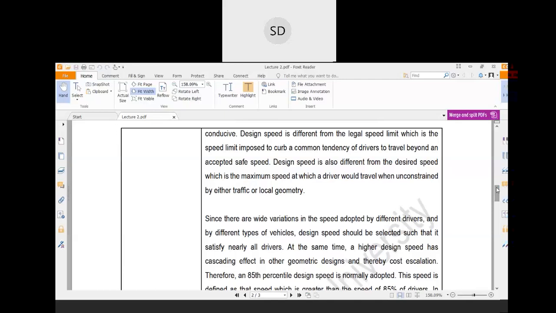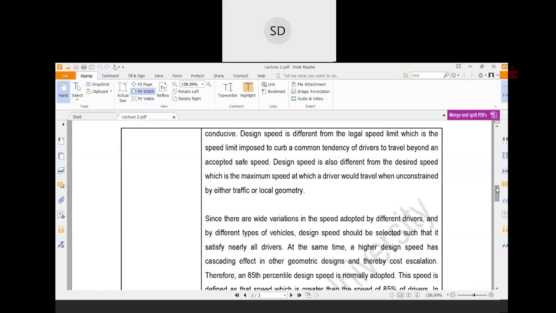If you go for the 98 percentile speed, it basically denotes that 98% of the vehicles are traveling at or below that particular speed. Suppose your 98 percentile speed is 70 kilometer per hour. It indicates that if there are 100 vehicles, 98 vehicles are traveling at a speed lesser than or equal to 70 kilometer per hour.